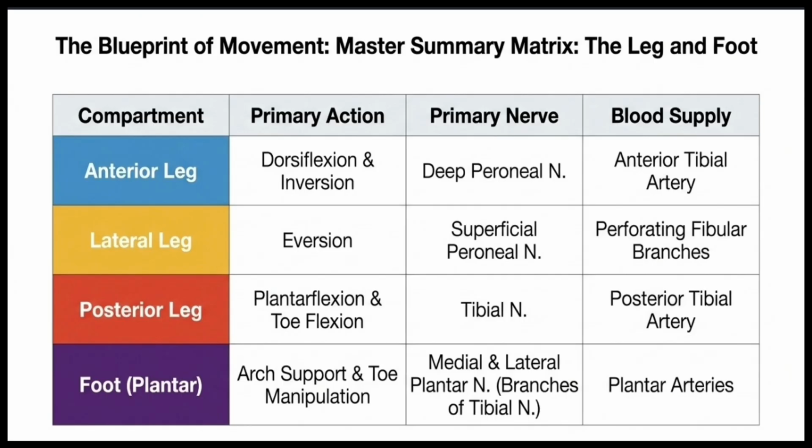This slide displays the master summary matrix for the leg and foot, beautifully consolidating the relationships between these lower extremity structures. The table splits the region into four areas: anterior for dorsiflexion via the deep peroneal nerve, lateral for eversion via the superficial peroneal nerve, and posterior for plantar flexion via the tibial nerve.